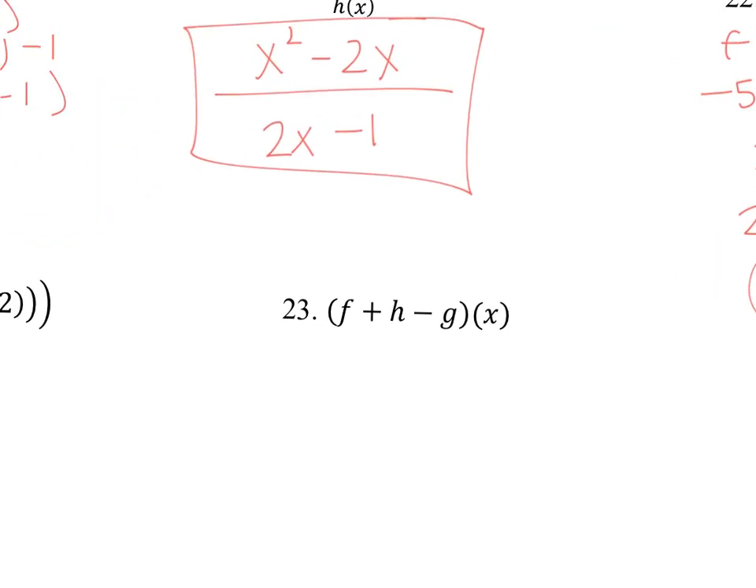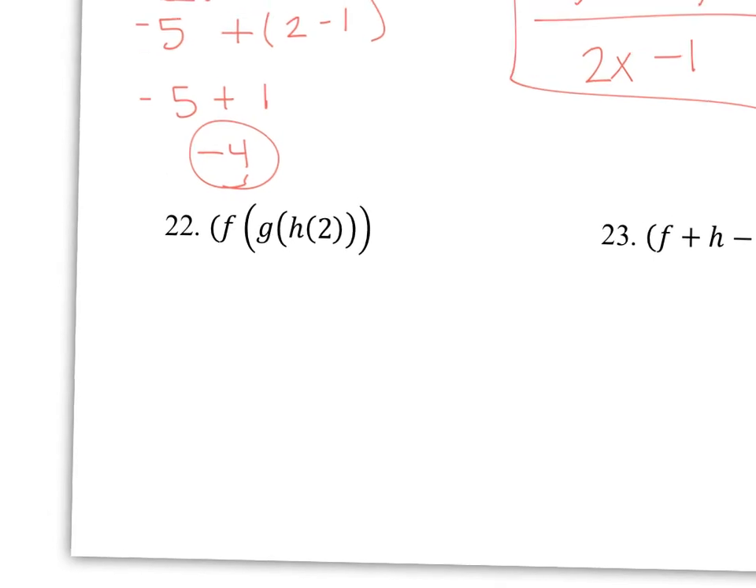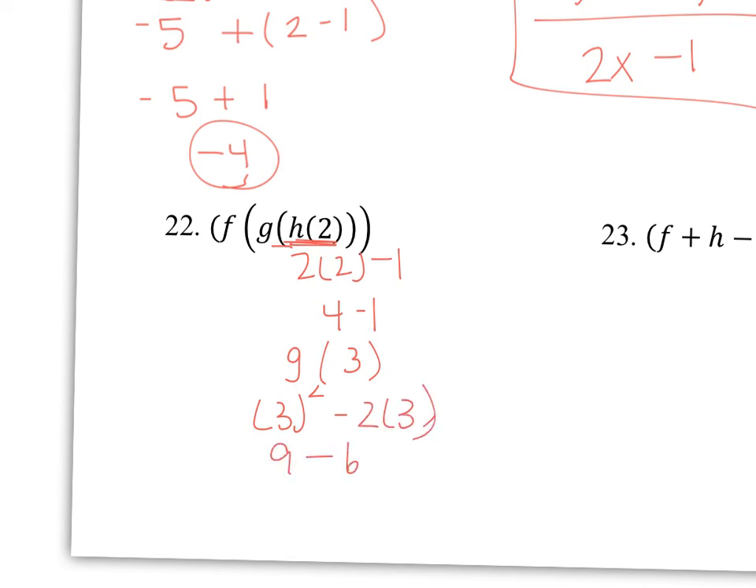Ooh, how special. We have two number 22s. Let's do this 22. f of g of h of 2. So I want to do h of 2 first. So 2 times 2 minus 1, which is 4 minus 1, which is 3. So now I want to do g of 3, which is 3 squared minus 2 times 3, which is 9 minus 6, which is 3. And then I want to do f of 3, which is negative 5 times 3, which is negative 15.